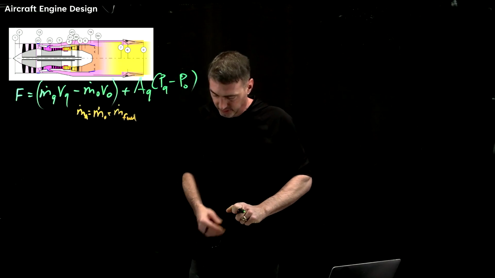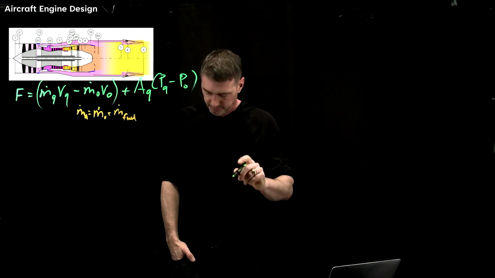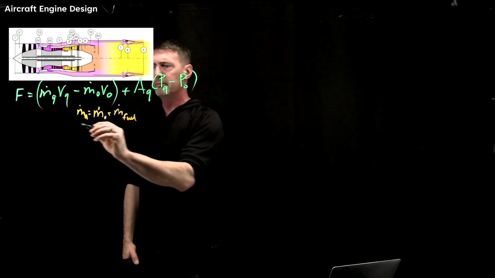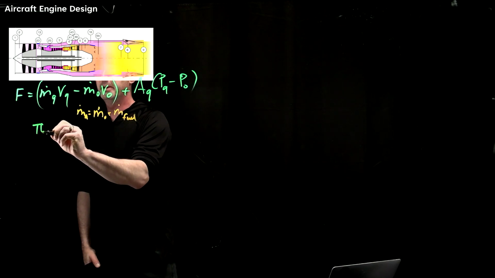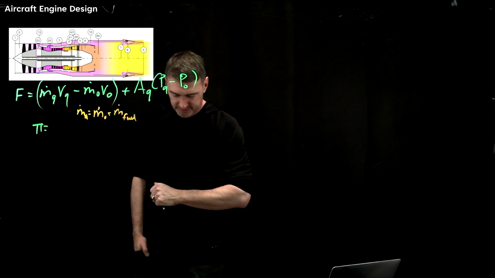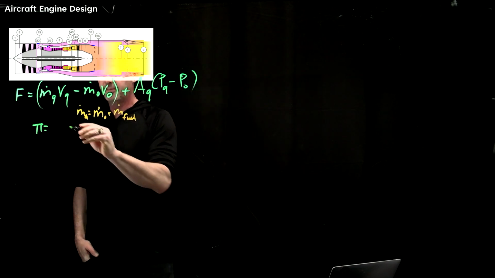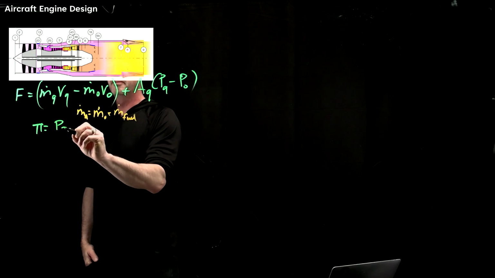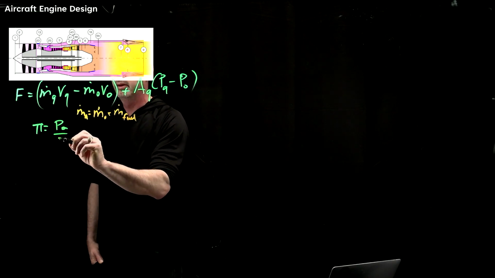Okay, and so the main variable here is pi. This is basically your compression ratio. This is P2 over P1.